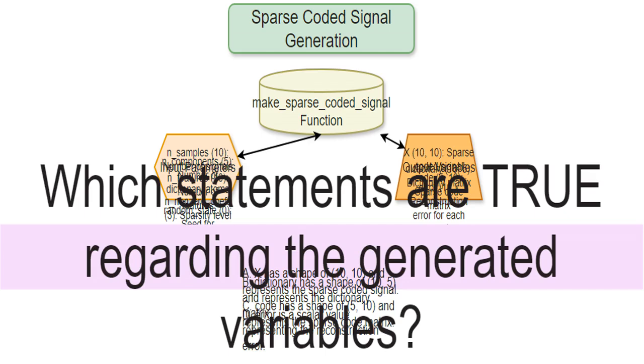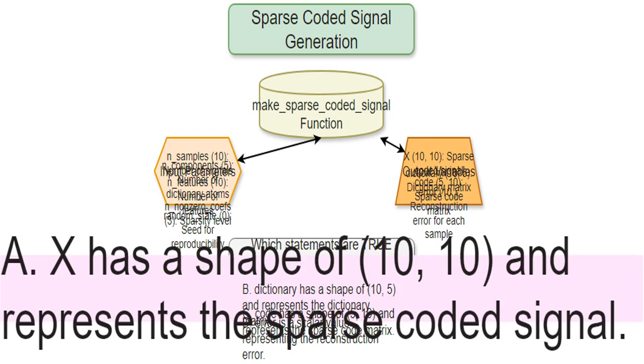This question asks you to check your understanding of the shapes and meanings of the outputs from the make_sparse_coded_signal function. I'll guide you to determine which statements correctly describe the generated variables x, dictionary, code, and error. This statement claims that the variable x is a 10 by 10 matrix and represents the generated signal. I'll help you verify if this is correct. Let's see if this matches what we expect.